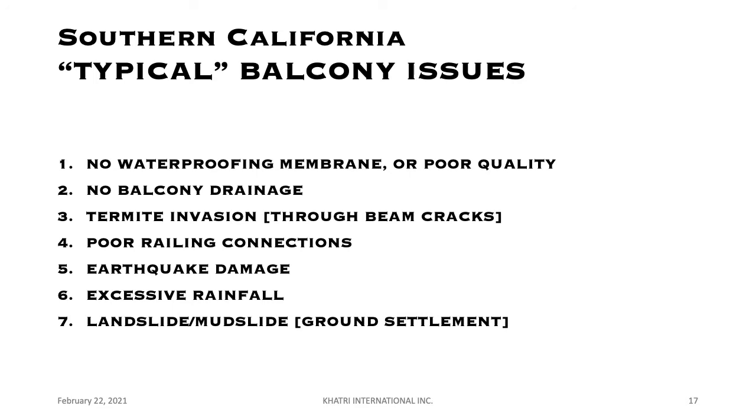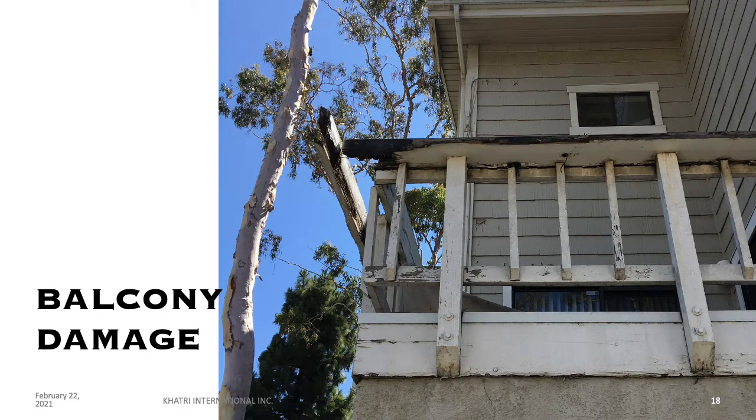It'll cause damage to your structure. You may not think so, but a lot of that damage gets hidden. Then it all starts to come apart when you have one bad or excessive rainfall. You have one big storm and everything starts to catapult into one big problem. And then, of course, ground settlement. Ground settlement is a big problem in Southern California because many projects built before 1971 may not have had compacted soil or proper grading, and that contributes to building movement and causes balcony issues.